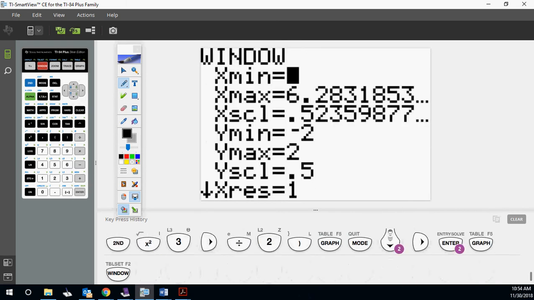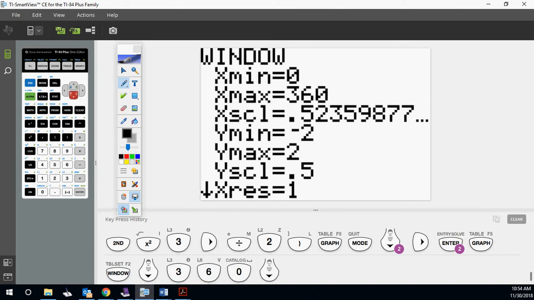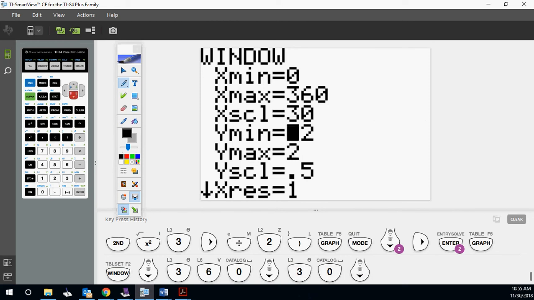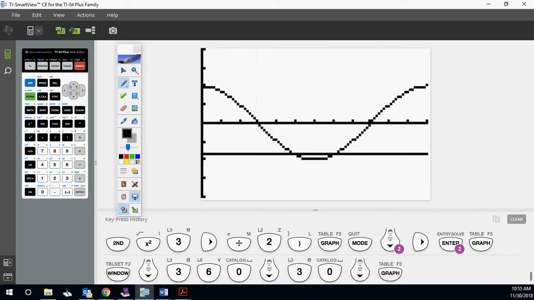We just have to change our window, because now we want to go from 0 to 360, and let's go by 30. The rest should still be okay. It looked weird because we only went to 6, so it was only looking at 6 degrees of your graph. Now we're back to normal. It's in degree mode, in 30-degree cuts, so you can see 30, 60, 90, 120.